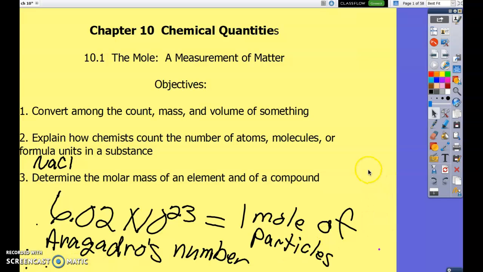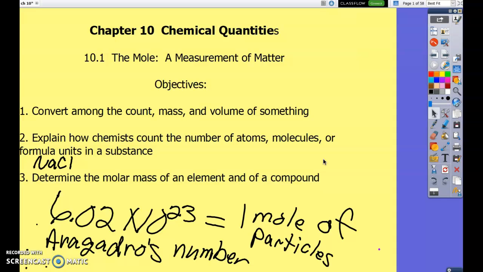Moles allow us to convert among volumes, eaches, and mass in grams. By the end of this first part, if you had a sample of a pure substance, you're going to be able to tell me how many atoms are in that.